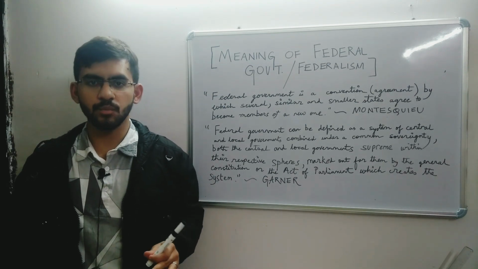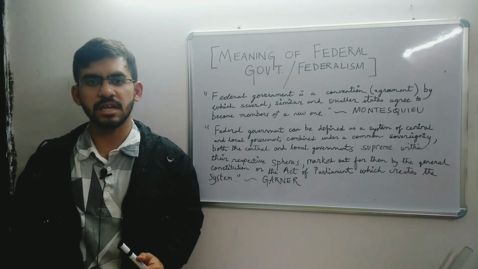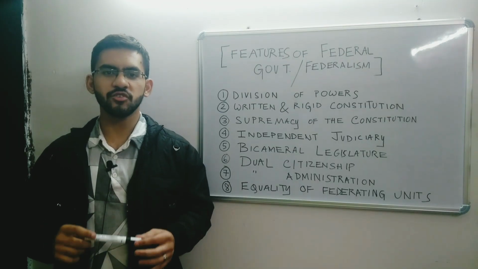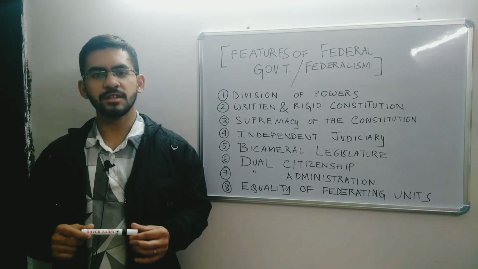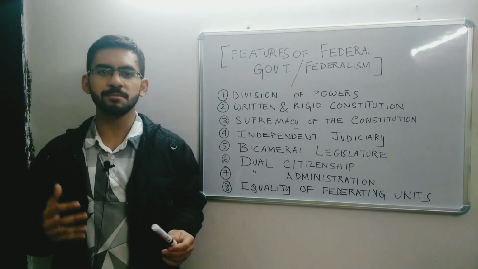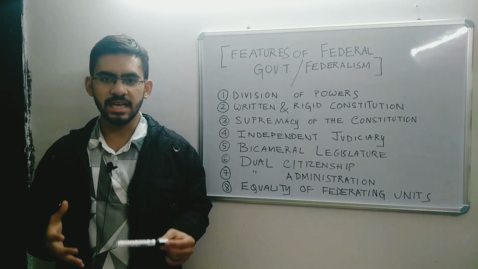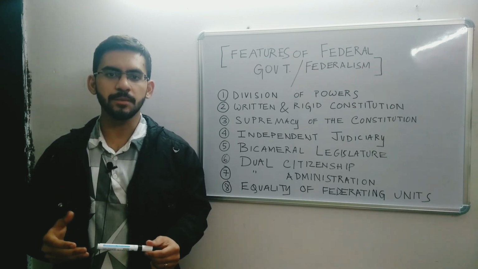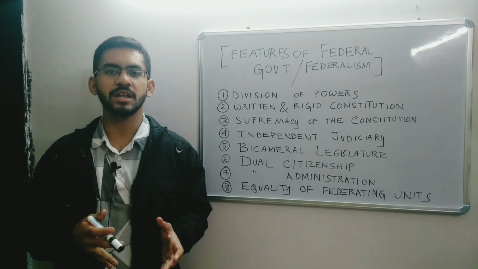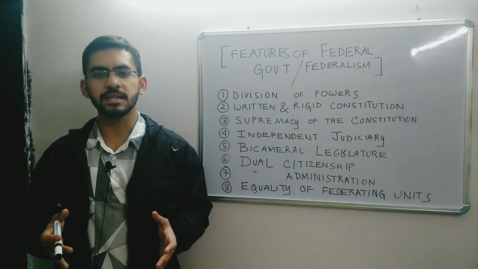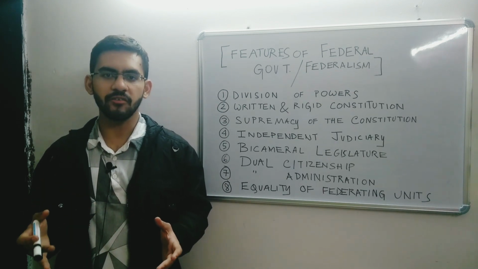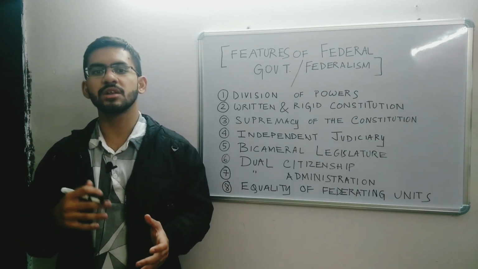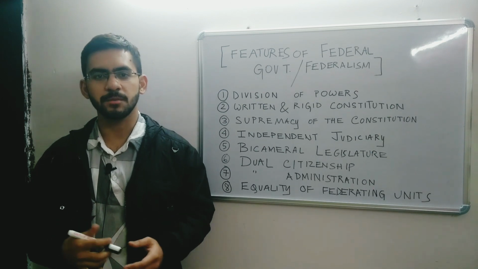Now that we are done with the meaning and definitions of this concept, let us move on to the features. Alright, so the first and foremost feature of a federal state is division of powers, which means that all the powers of the state, including those of the legislature, executive and judiciary, are divided between the central and the state governments. It also means that both the central and the state governments are autonomous within their respective spheres, which means that they cannot interfere with each other.